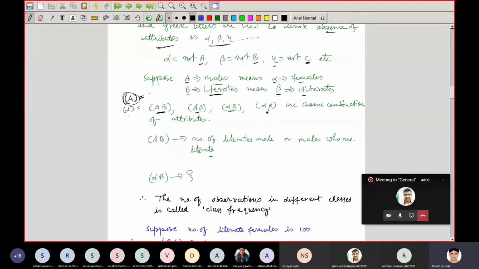Similarly, we can describe these things. Can any one of you tell me what this stands for? Alpha B. Females who are literate. Wow, that's good. And what about this one? Females who are illiterate. It means the number of females who are illiterate.